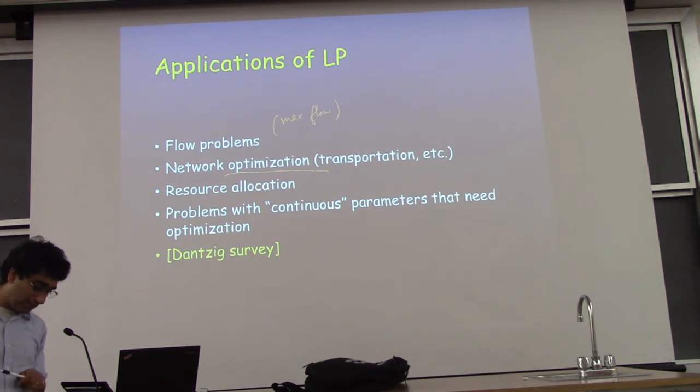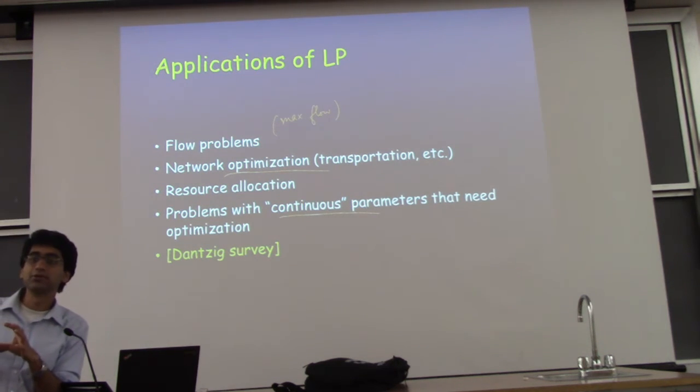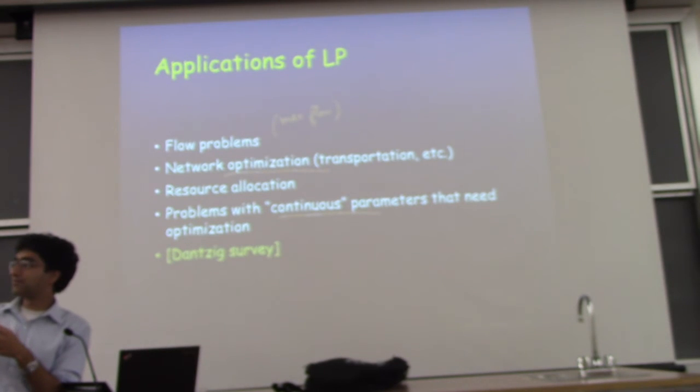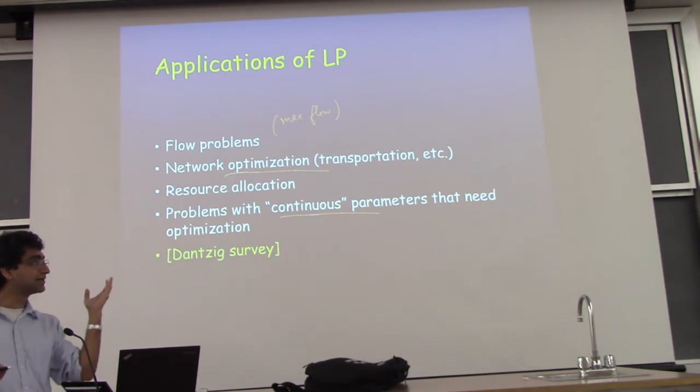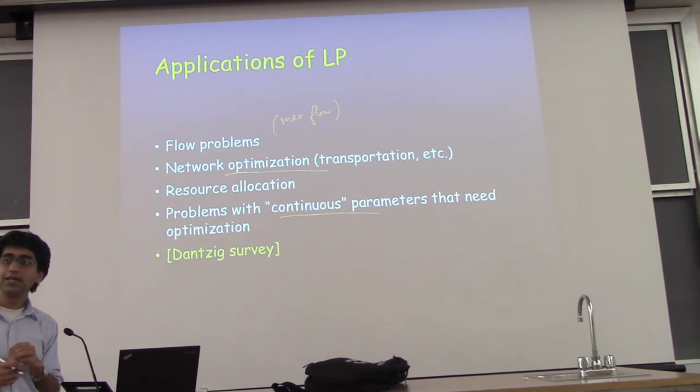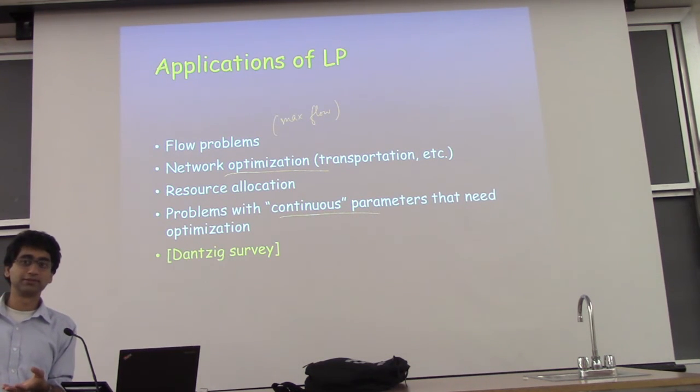So in general, if you have a problem where you have continuous parameters, so you just have variables that are allowed to take any real values, and you have some constraints on them and you want to optimize them, then linear programming is a great way to do this.